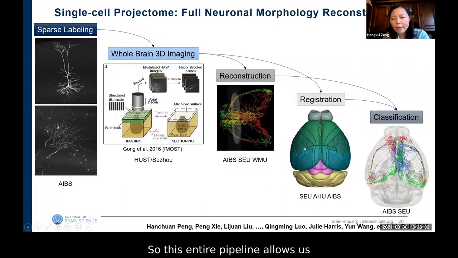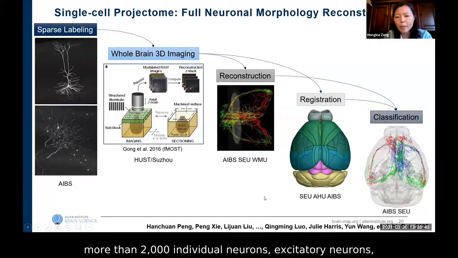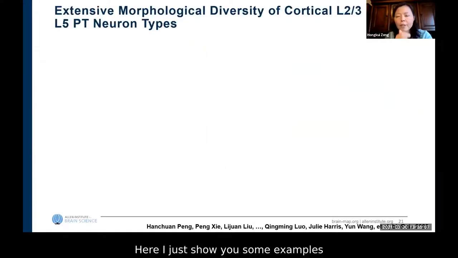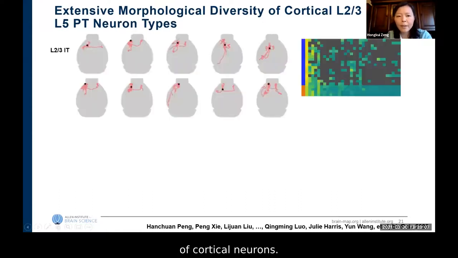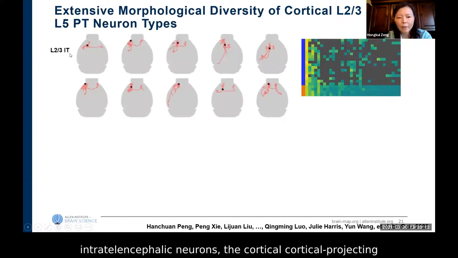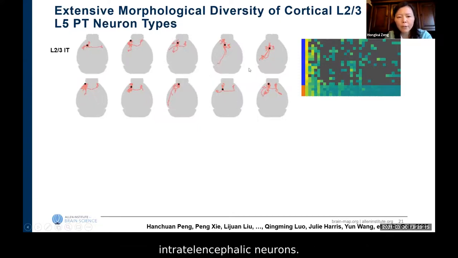So this entire pipeline allows us to now reconstruct and classify more than 2,000 individual excitatory neurons across a number of different brain regions. Here, I just show you some examples of extensive morphological diversity that we uncovered in several major subclasses of cortical neurons. Here shows only the layer 2-3 intratelencephalic neurons, the cortical projecting intratelencephalic neurons.